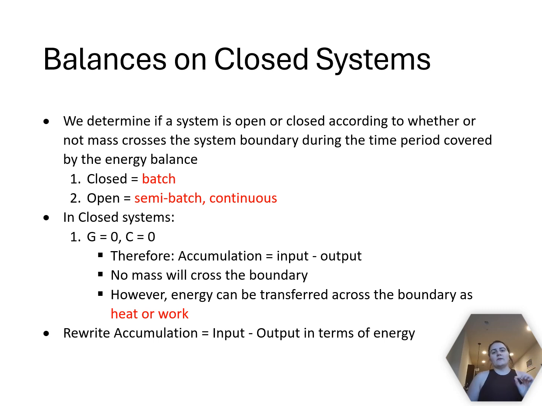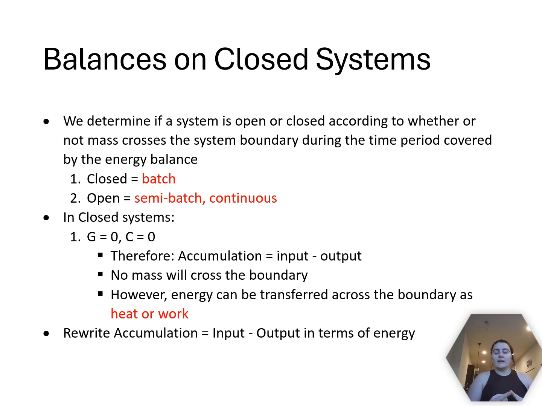So basically the way that we determine if a system is open or closed is whether or not mass is crossing the system boundary during whatever time period is covered by the energy balance that we are undergoing. So if mass is crossing the system, that is going to be an open system. It's a continuous system. If it doesn't cross the system, if it moves into the system in a batch and something happens and then it comes out, that is a closed system. So our closed system balances are going to be our batch systems, and our open system balances are going to be semi-batch and continuous systems.